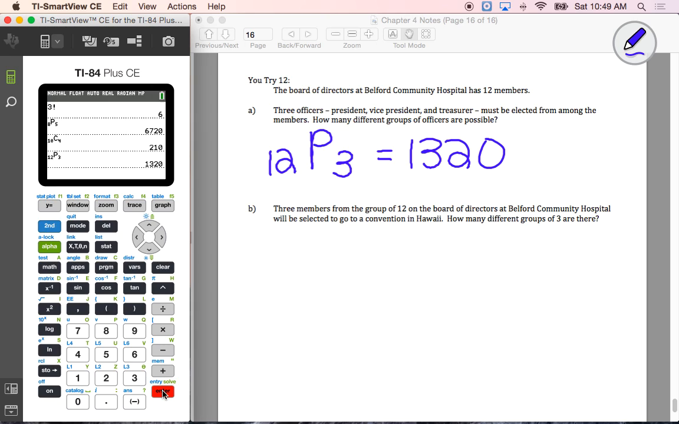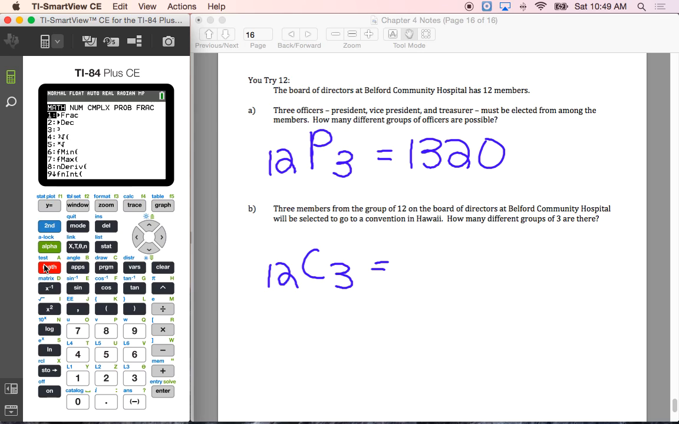Now for the next one, they are choosing 3 people from a board of directors to go on a trip to Hawaii. It does not matter who gets on that plane first, just that you're going to Hawaii. So we are going to have 12C3 for this one. So we're going to do 12, hit the math button, go over to our PROB. We want C this time, so number 3, and end it with number 3. So we have 220.